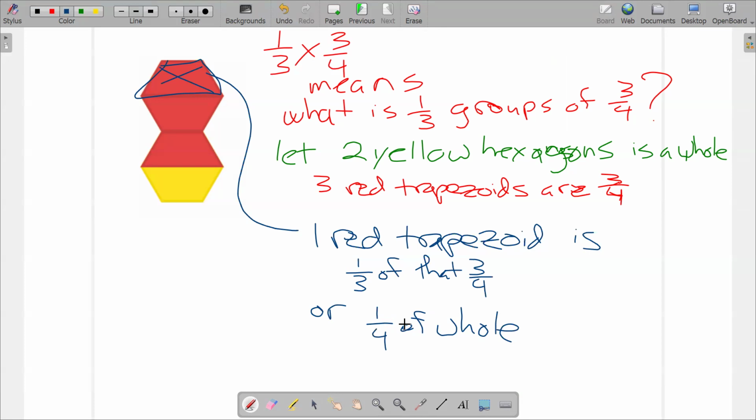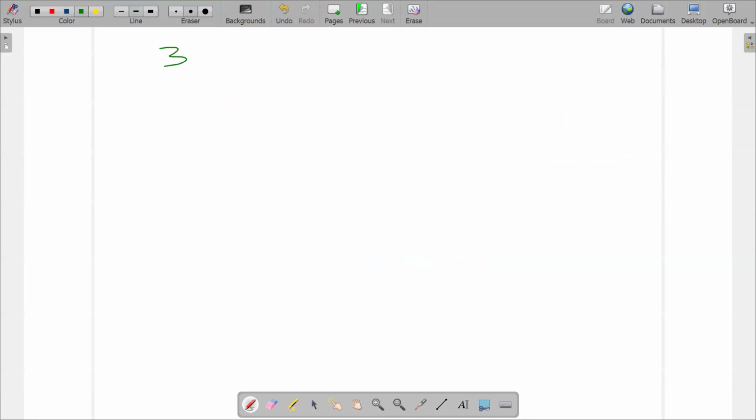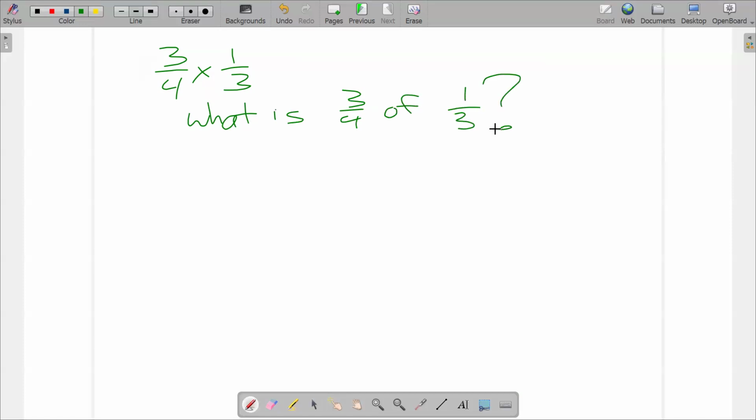Let's look at this backwards. What if instead I said, oh, okay, what's 3/4 times 1/3? Now we know with whole numbers, it doesn't matter the order you multiply. It doesn't necessarily follow that the same rule applies to fractions, so let's check. This right here would mean what is 3/4 of 1/3? So in order to answer this one, the first thing we need to do is show what 1/3 looks like so we can find 3/4 of it.